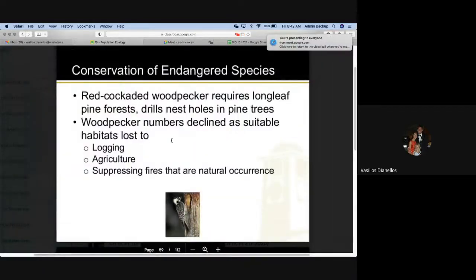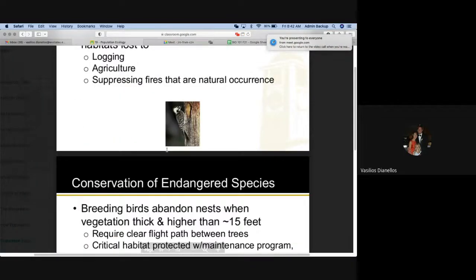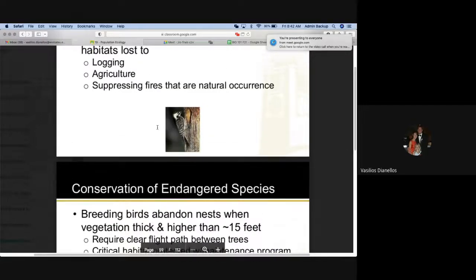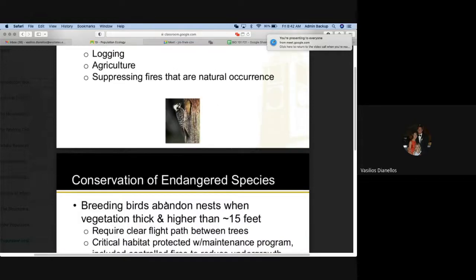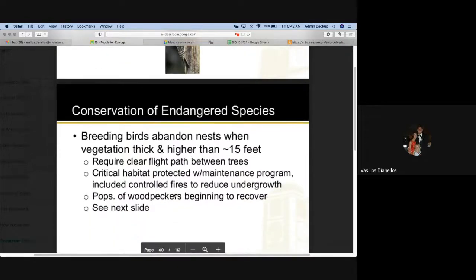Okay. Moving forward. Let's talk about this whole idea of suppressing fires. Why is suppressing fires a bad thing for these woodpeckers? Well, this is why. When these birds are breeding, they have their nests they've drilled into the holes. This is where they've got their babies. This is where they've laid their eggs.